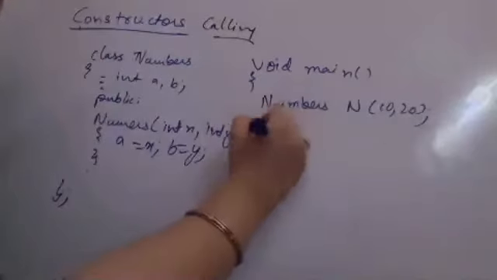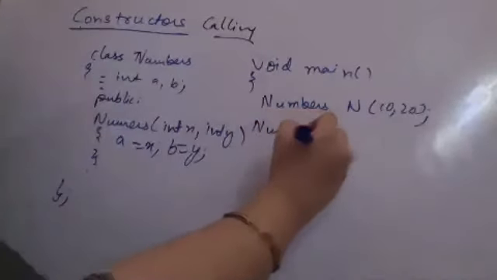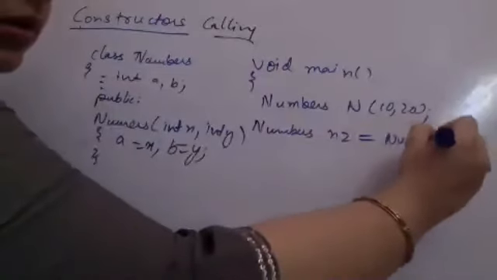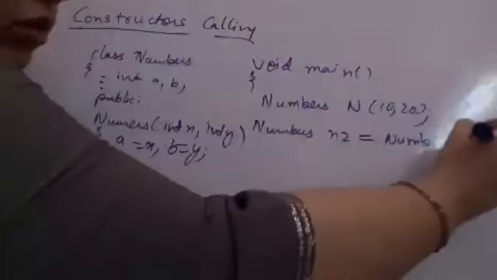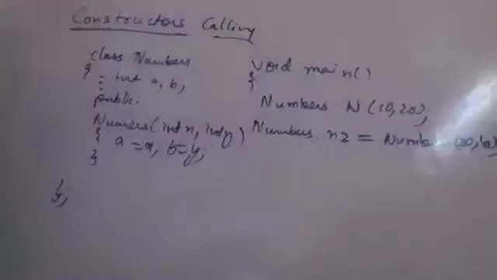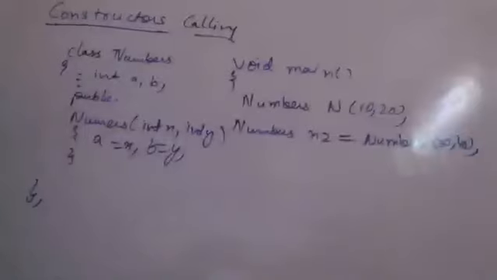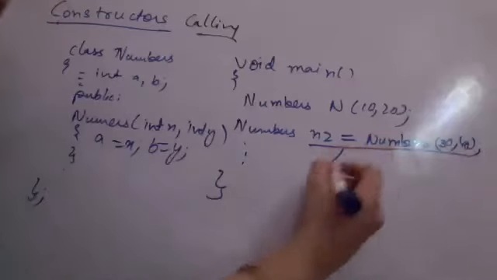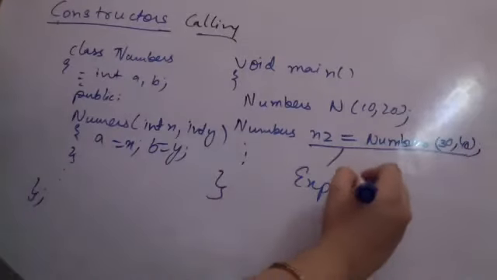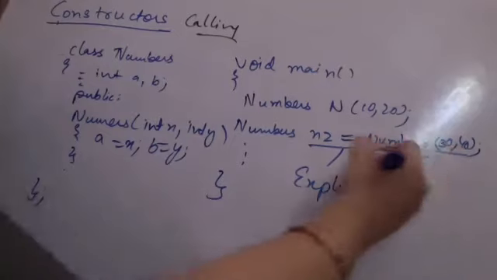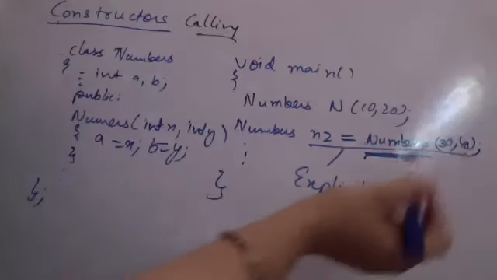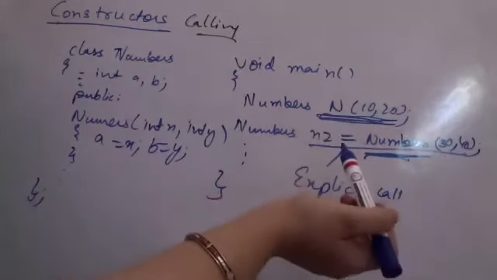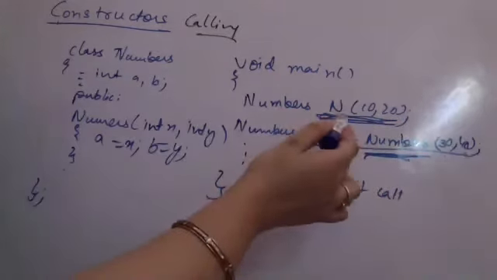You could also have done numbers, supposedly n2 is equal to numbers, and you are mentioning say 30, 40. So this kind is called an explicit call to the constructor. Explicit call means you have mentioned the constructor as the function name and you have mentioned the parameters also. Here you have not mentioned the name of the constructor or anything. You are simply giving the parameters with the object name.